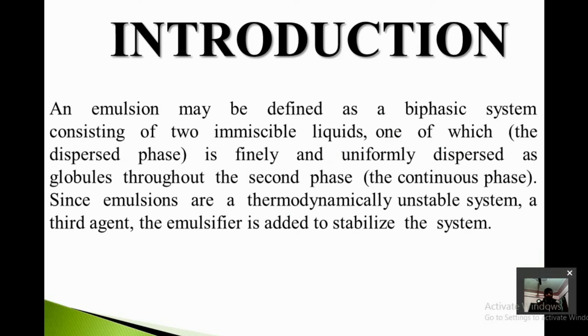Introduction. An emulsion may be defined as a biphasic system consisting of two immiscible liquids, one of which, the dispersed phase, is finely and uniformly dispersed as globules throughout the second phase, that is the continuous phase. Since emulsions are thermodynamically unstable systems, a third agent, the emulsifier, is added to stabilize the system, also called the emulsifying agent.